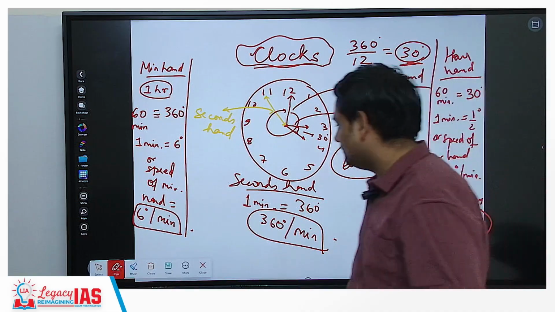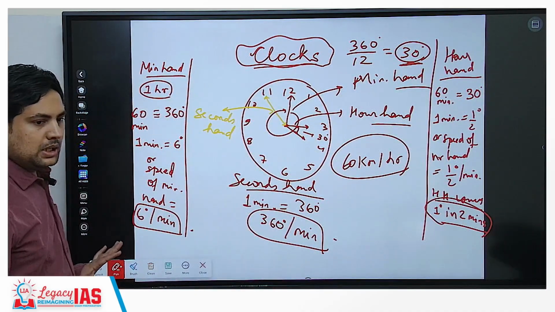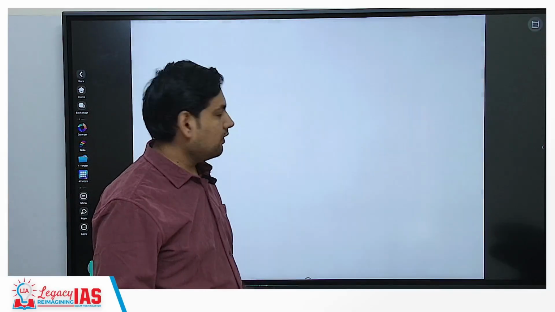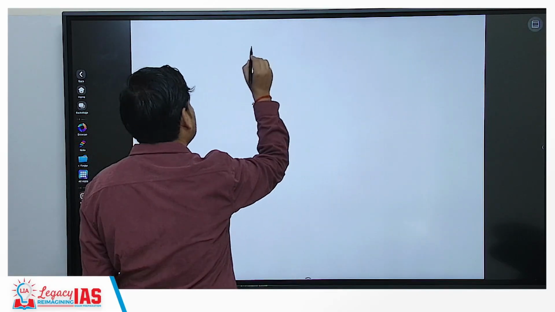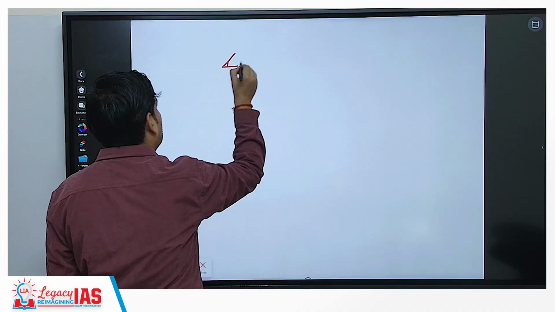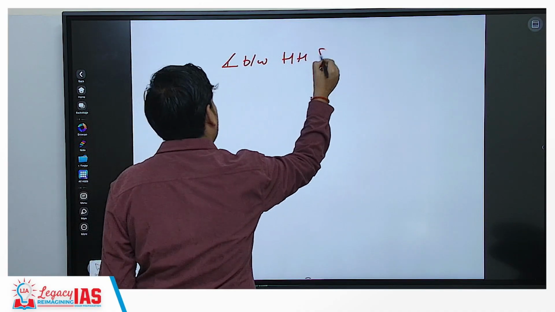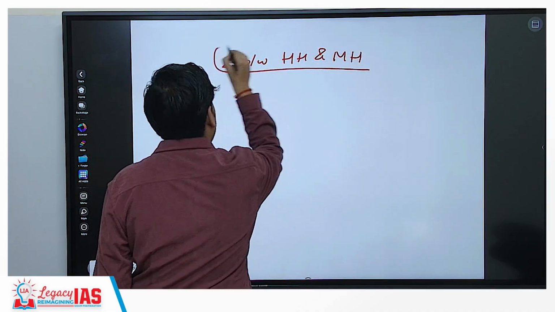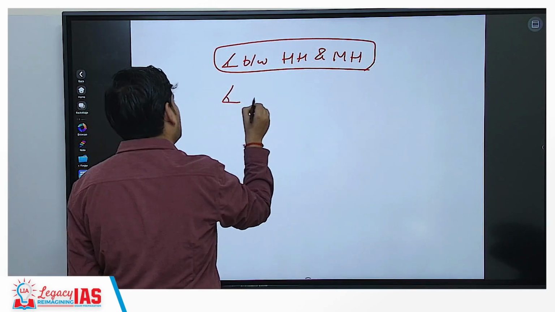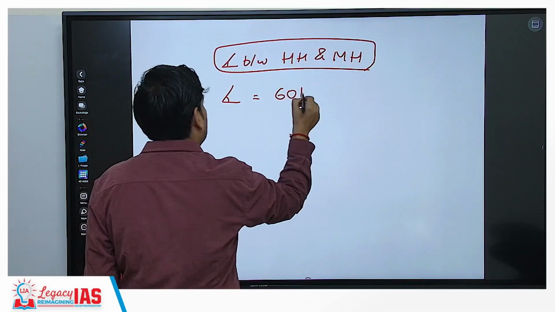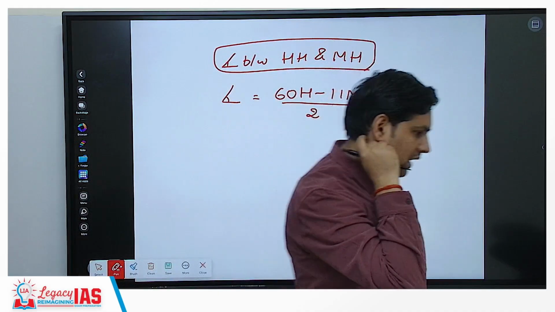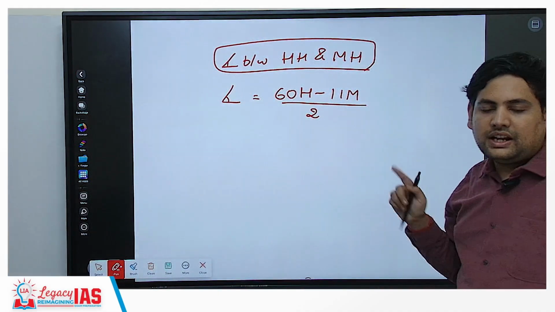Now, once you get this, then there is another thing that you should know. Generally questions are asked on this, that is, the angle between the hour hand and the minute hand. Now see, what is the angle? Angle is actually 60h minus 11m by 2. Now, this is the angle between the hour hand and the minute hand.